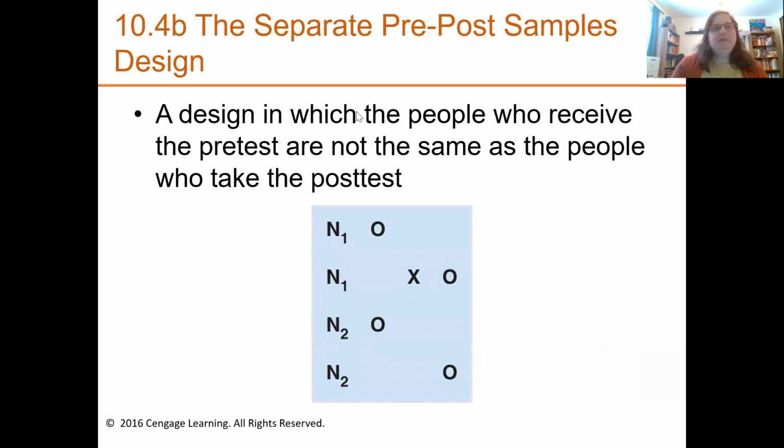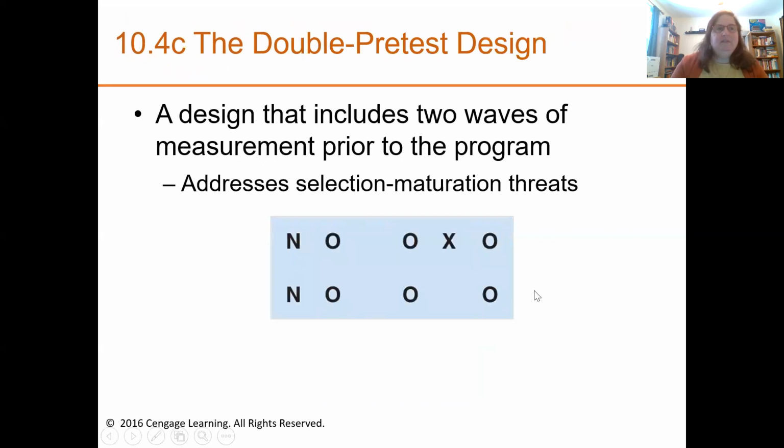The separate pre-post samples design. This is a design in which people who receive the pretest are not the same people as who take the post-test. Okay. So we've got two groups who receive the pretest, two groups who receive the post-test. The one who gets the treatment also gets the post-test, but notice how these don't match up. Okay.